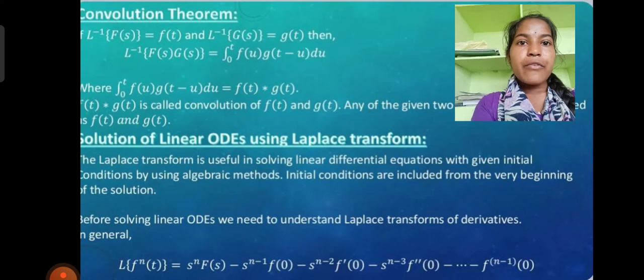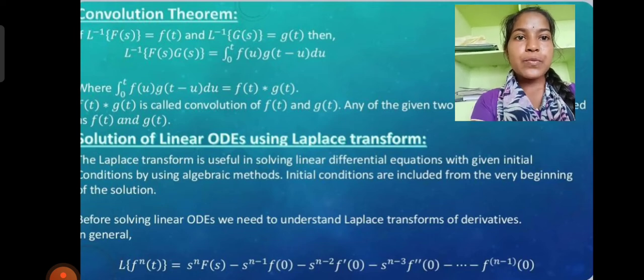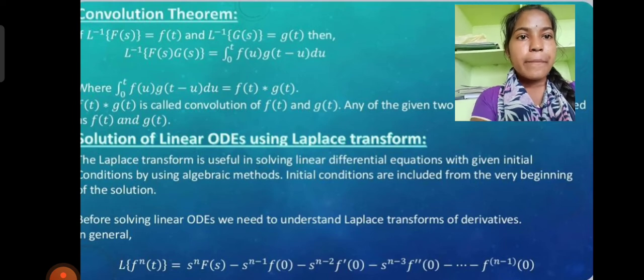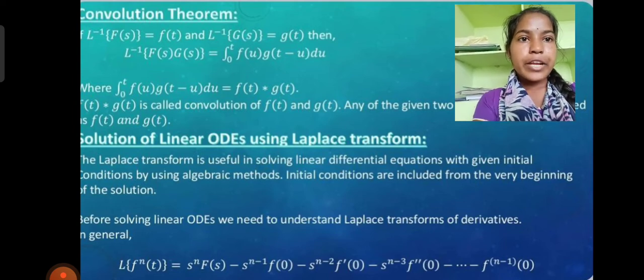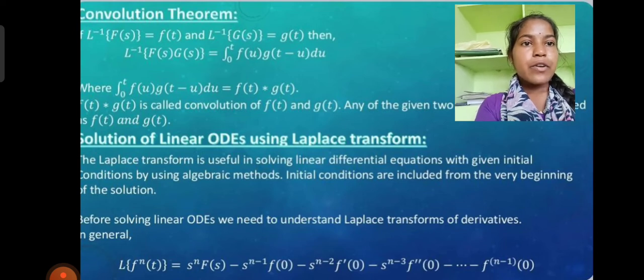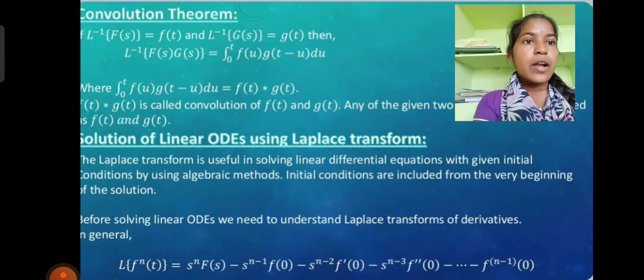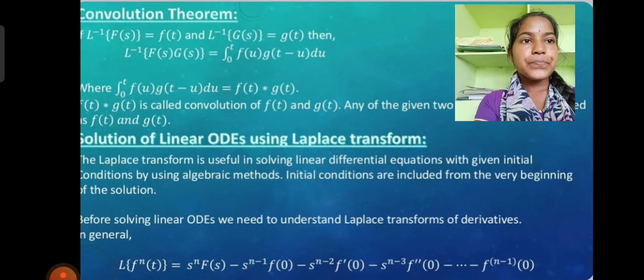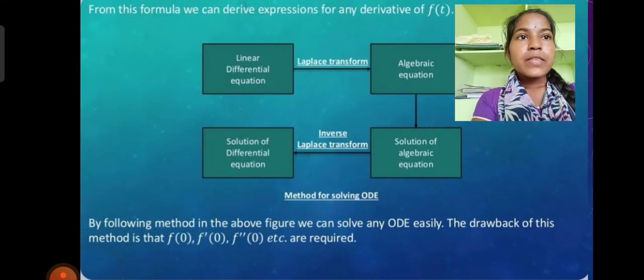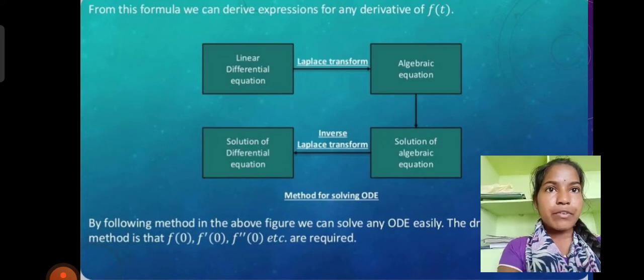Laplace of f^(n)(t) is equal to s to the power of n F(s) minus s to the power of n minus 1 f(0) minus s to the power of n minus 2 f dash of 0 minus s to the power of n minus 3 f double dash of 0, and so on up to f^(n minus 1)(0). From this formula, we can derive expressions for any derivative of f(t).